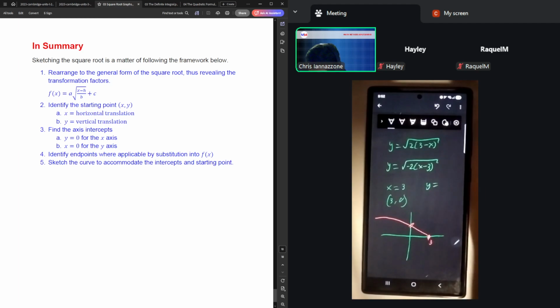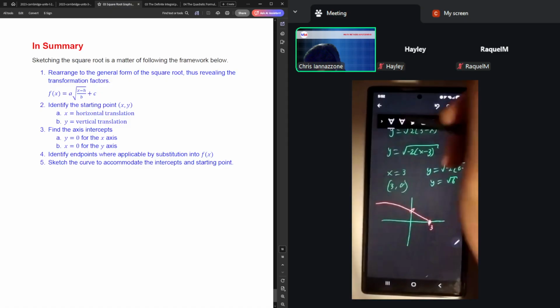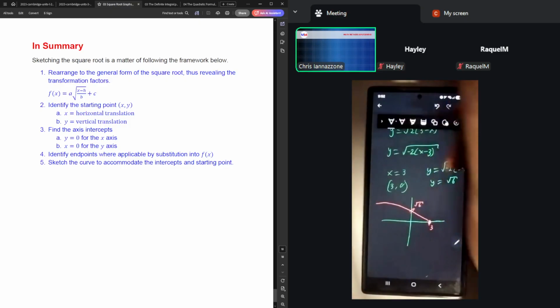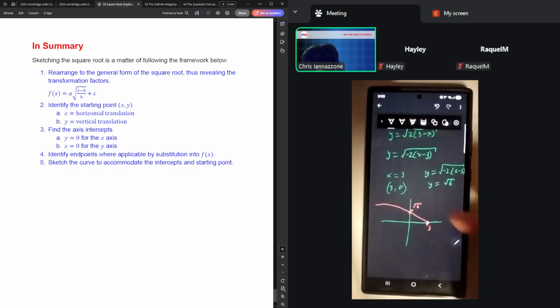Y-intercept is always x equals 0. Y equals square root of 2 bracket 0 take 3. So -3, -2 makes 6. Y equals √6, or what's that going to be? So 3, 2. That's just it, actually, isn't it? √6. That's pretty much it. So we got our graph sketched.